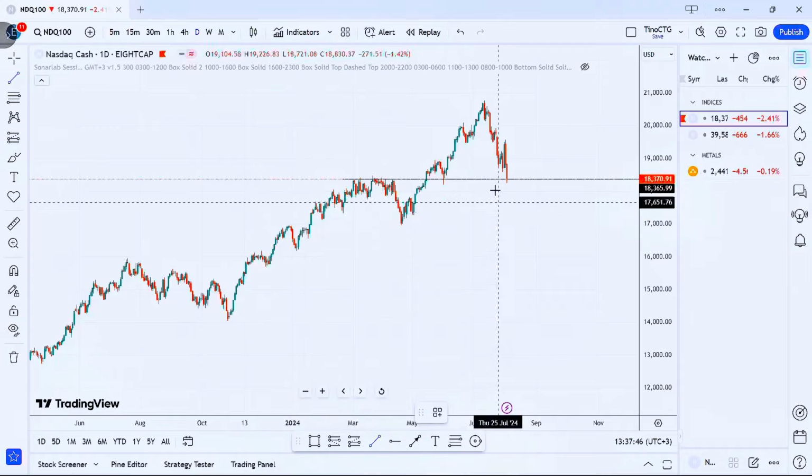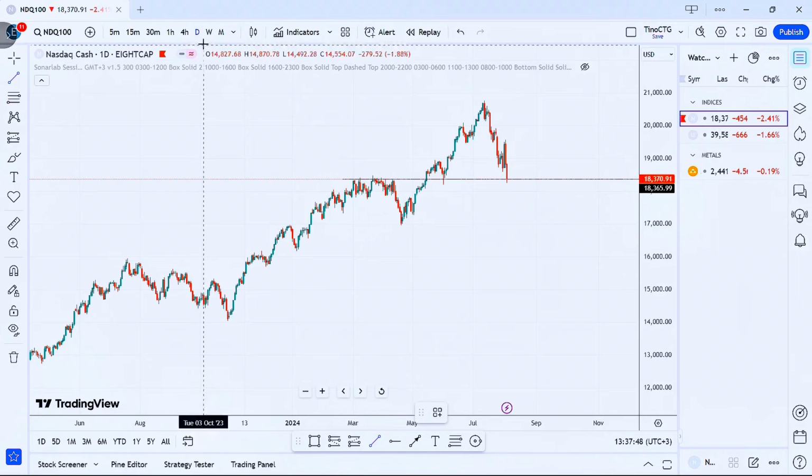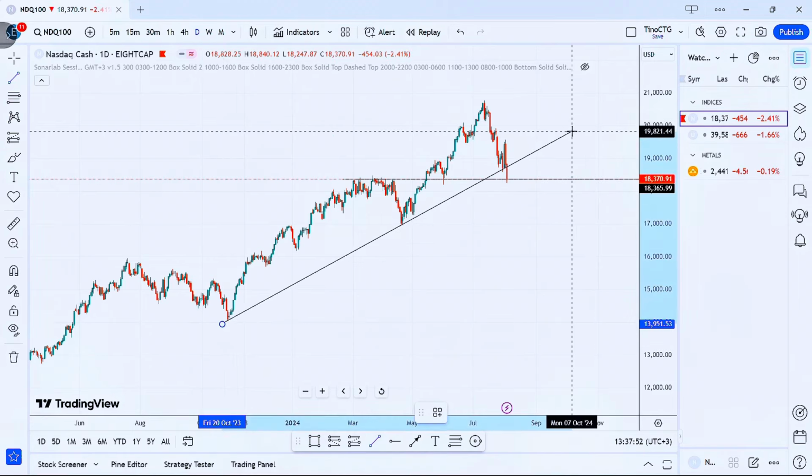Next, we want to identify the trend. Trend lines are our guide. We want to see if the price is rejecting at these trend lines or the price is breaking out of them. We want to even see if the price is close to any important trend line. On our Nasdaq right over here, you can see that on the daily time frame, we can draw a most recent trend line from this zone to this zone.